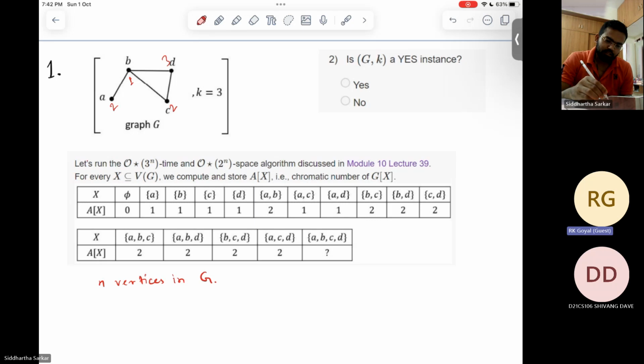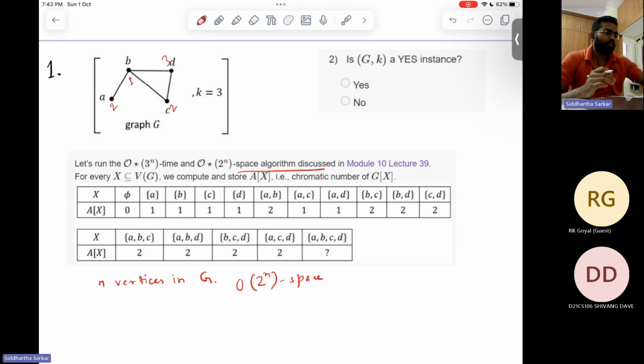2 raised to the power n entries. Yes. So it's an order n 2 to the power n space algorithm, as they're saying. And they're computing for every subset of A some value in the DP table. So let me write down the recurrence, otherwise we cannot solve this question.